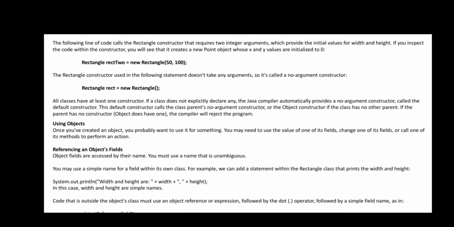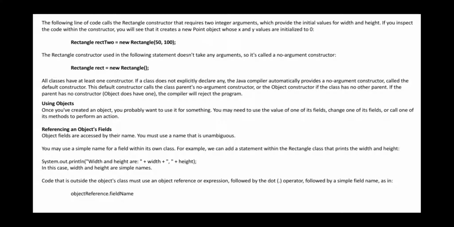You can check here. The following line of code calls the rectangle constructor that requires two integer arguments. Within brackets you are seeing new Rectangle of 50 comma 100. Rectangle is a class name. If a class name is defined as a member function, it becomes a constructor which requires a minimum of one value, and here you are passing two different values which will be associated with the rectangle data members, which provide the initial values for the width and the height.